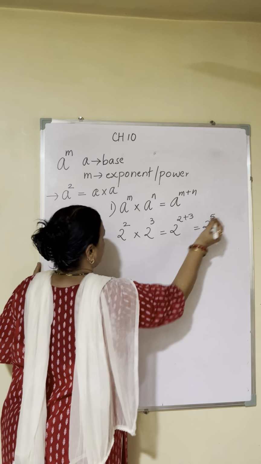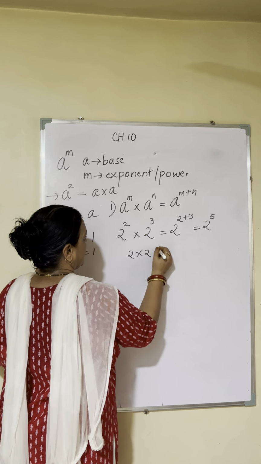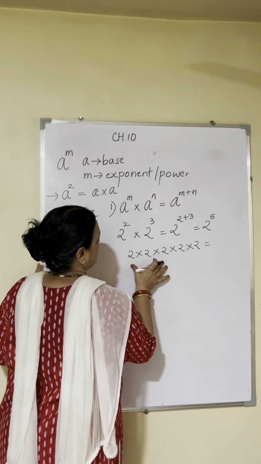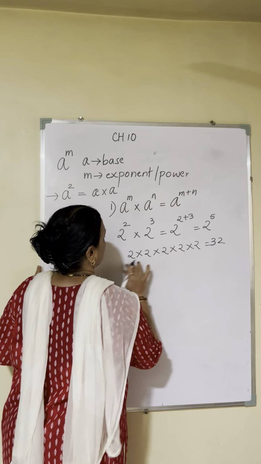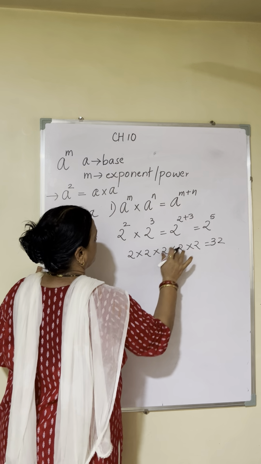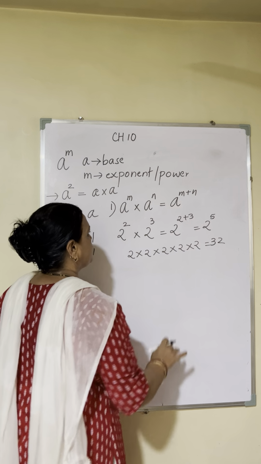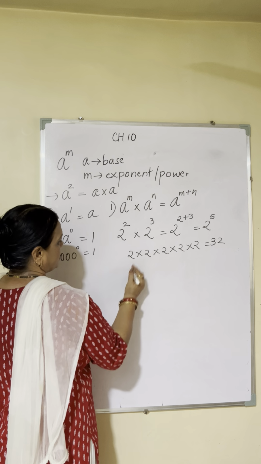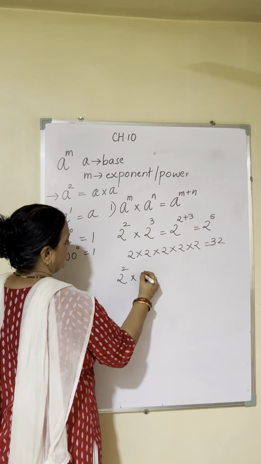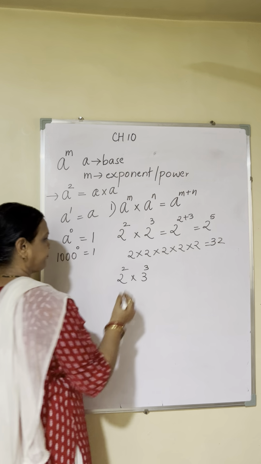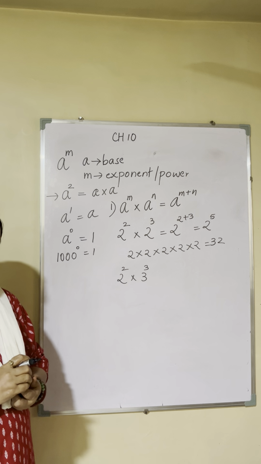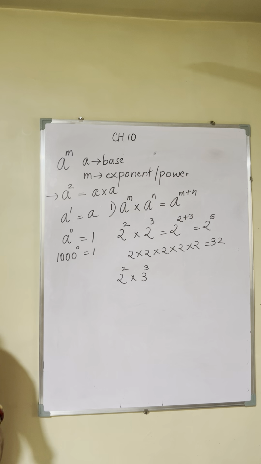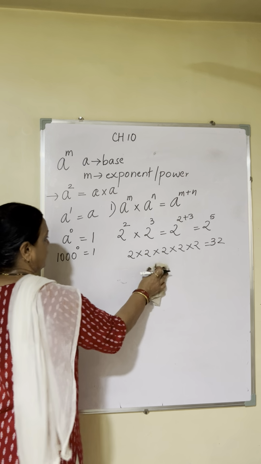2 raised to 2 into 2 raised to 3 is 2 raised to 2 plus 3, which gives you 2 raised to 5. The meaning is that 2 is multiplied 5 times, and we know the answer is 32. 2 2s are 4, 4 2s are 8, 8 2s are 16, 16 2s are 32. This is only applicable when the bases are the same. Suppose you have 2 raised to 2 and 3 raised to 2. Can we apply the law? No, we cannot apply the law. So the first one is clear to everyone? Okay, now I move to the second one.